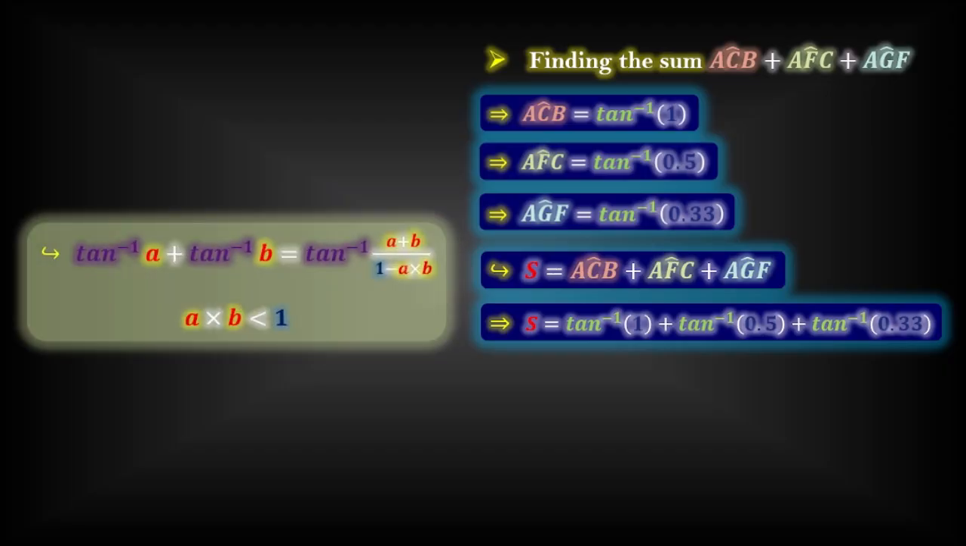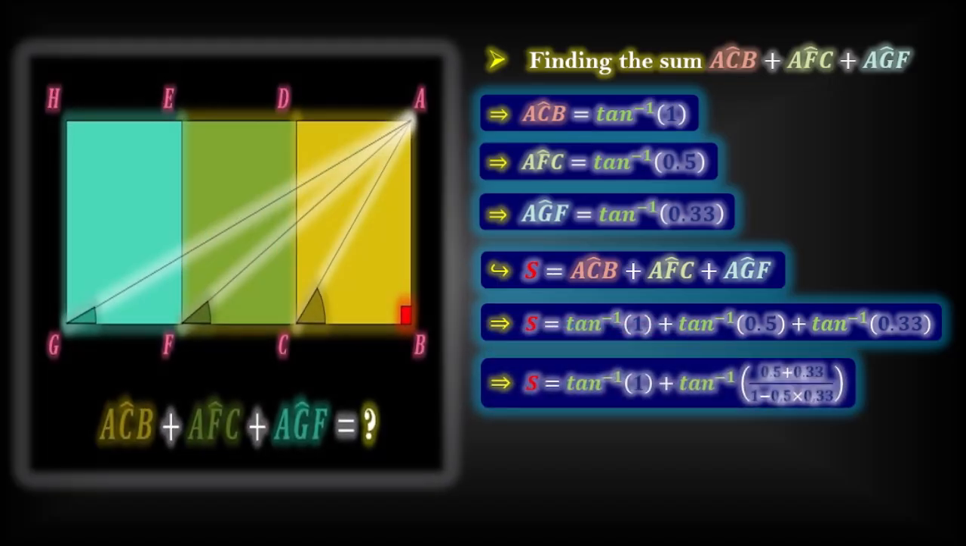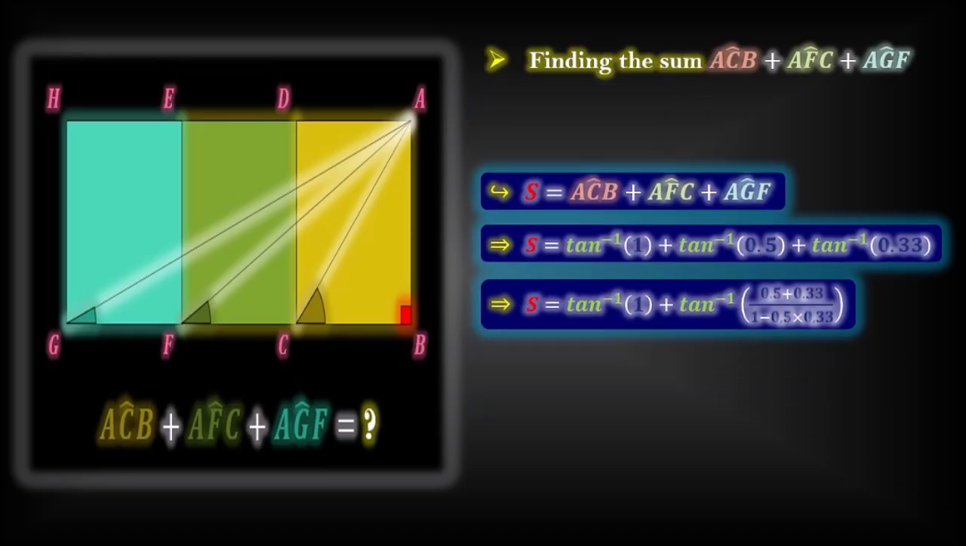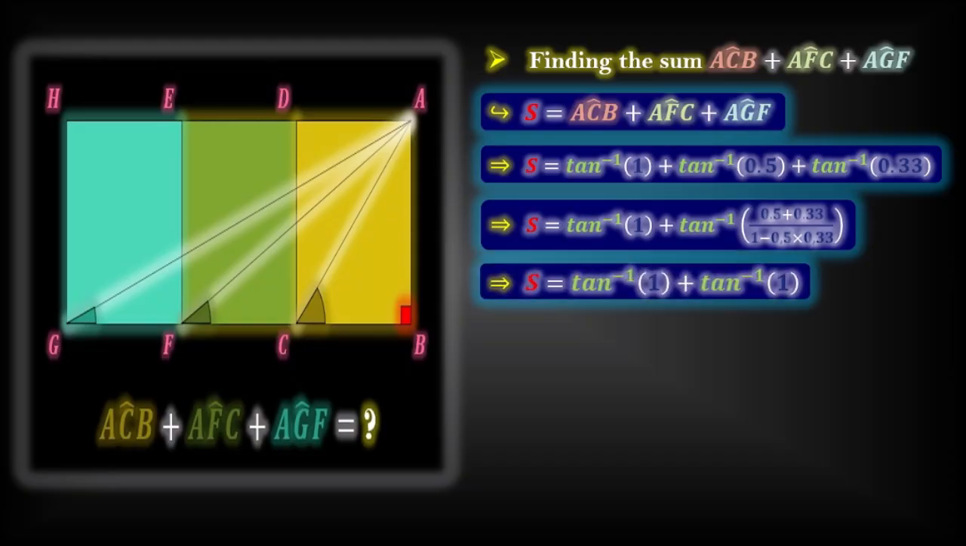Using the trigonometric identity, arctangent of A plus arctangent of B equals arctangent of (A plus B) divided by (1 minus A times B), if A times B is strictly less than 1, we find that S is equal to arctangent of 1 plus arctangent of (1/2 plus 1/3) all divided by (1 minus 1/2 times 1/3). After computing this, we find that S equals arctangent of 1 plus arctangent of 1.